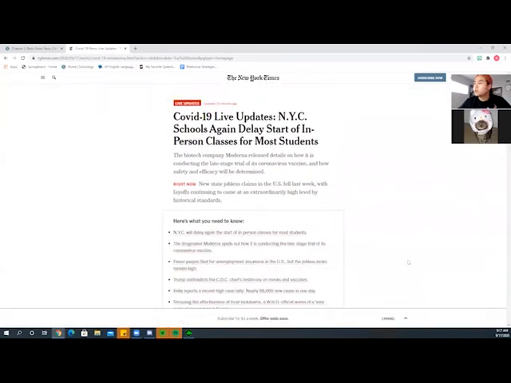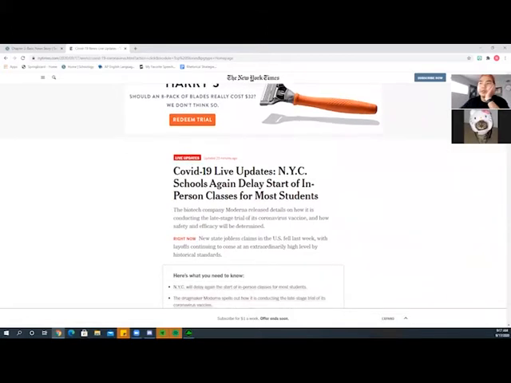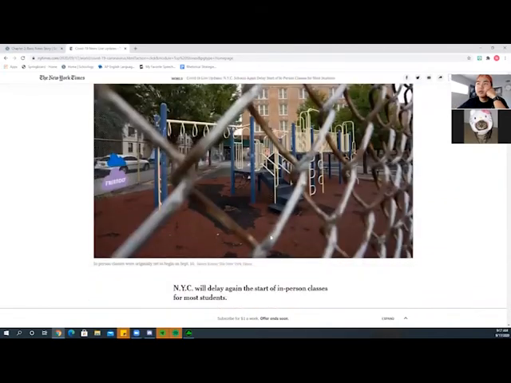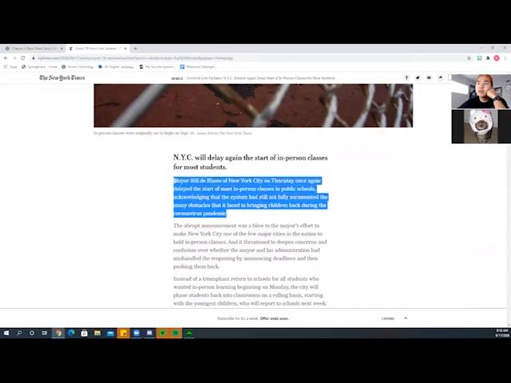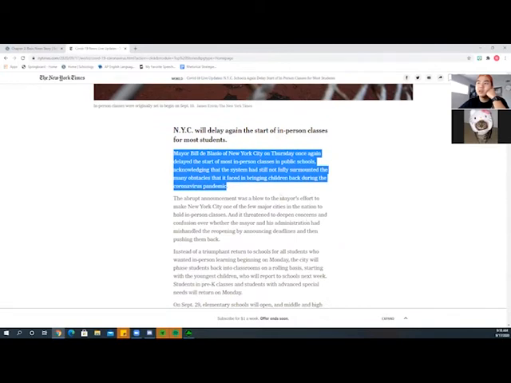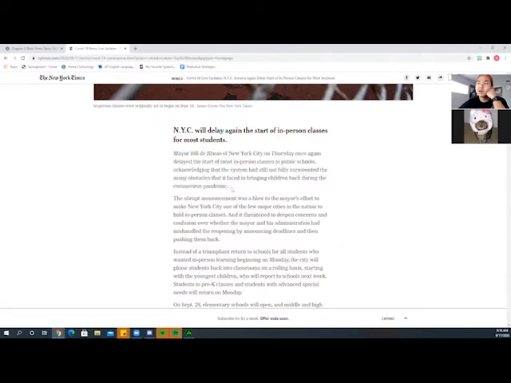All right, so this article, NYC schools again delay start of in-person classes for most students. Okay, so that's the name of the article. What we see in the first paragraph is: Mayor Bill de Blasio of New York City on Thursday once again delayed the start of most in-person classes in public schools, acknowledging that the system had still not fully surmounted the many obstacles that it is facing bringing children back during the coronavirus pandemic.